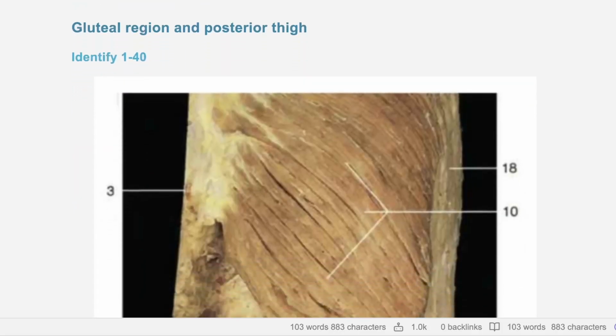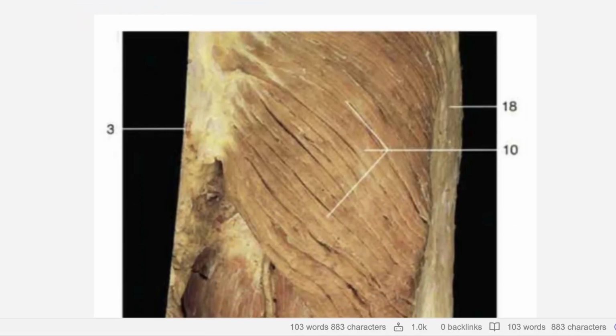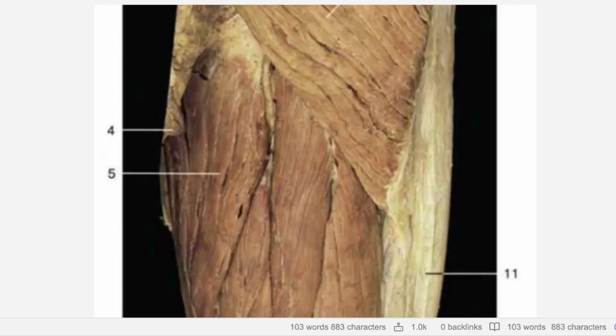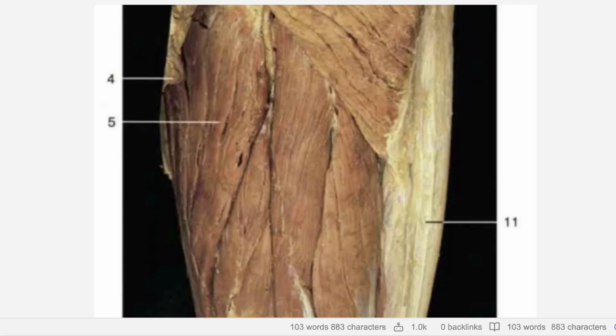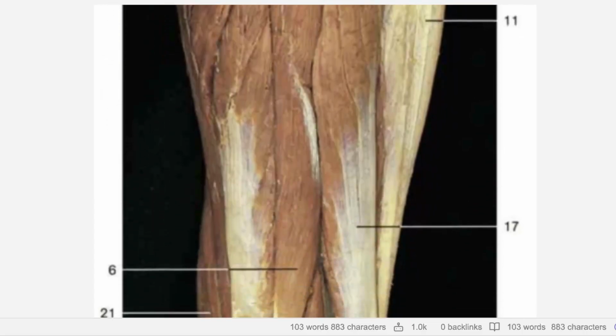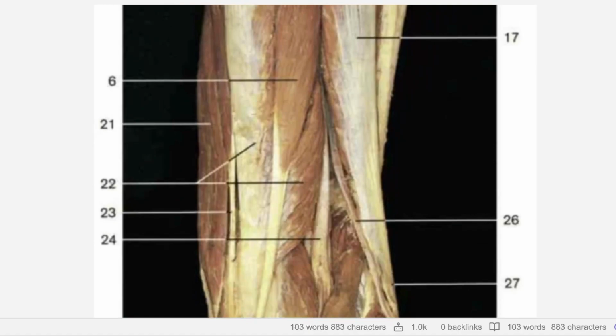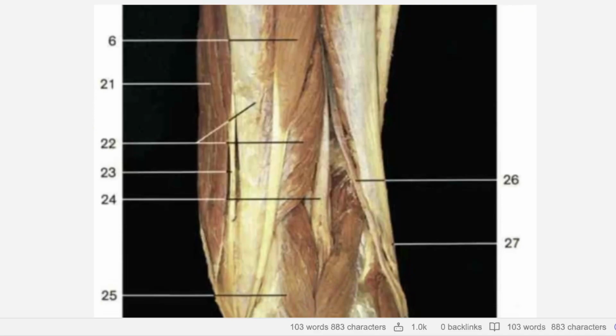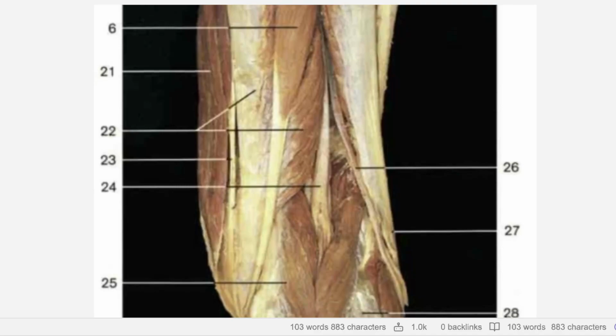The gluteal region: number 3 is the coccyx, 10 is the gluteus maximus, and 18 is the tensor fasciae lata, then 4 is the anal canal, 5 is the adductor longus muscle, and 11 is the iliotibial tract. Then here 17 is on the lateral side, and this will be the biceps femoris muscle. 26, that's a nerve, the most superficial in this diamond shape, the popliteal fossa, that would be the common peroneal nerve. 24 is the tibial nerve.